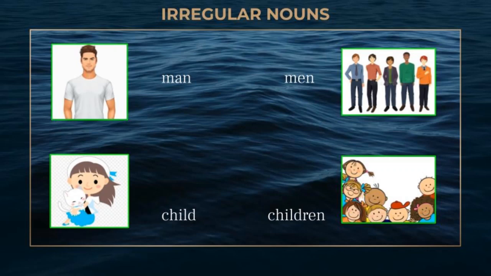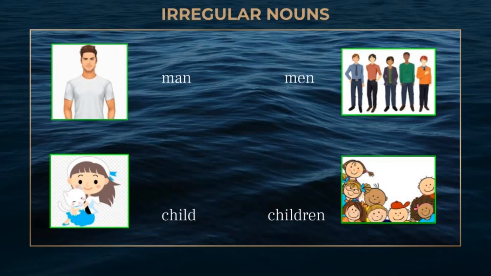MEN, men. Look at the second example. Child. Child is a singular noun. The plural form of child is children. CHILDREN, children.